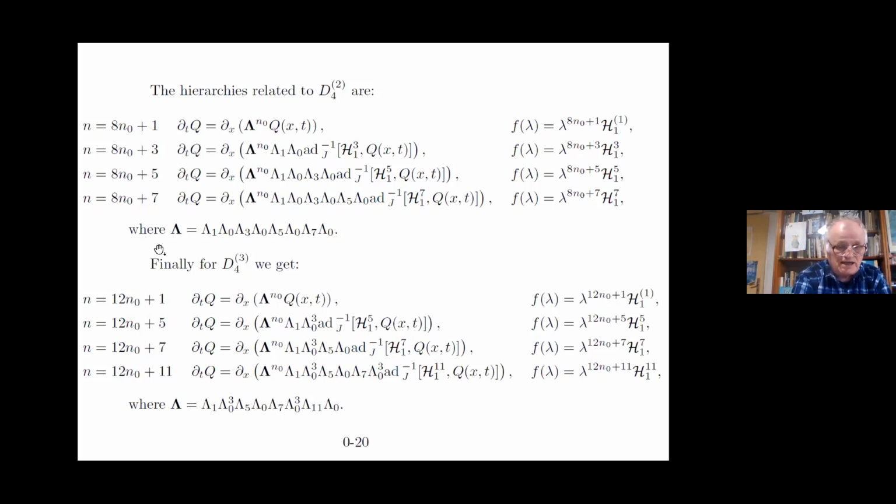Finally, for D4^(3), we get other 4 series of MKdV type equations. And of course, now the step is by 12. So 12 n0 plus 1, 12 n0 plus 5, 12 n0 plus 7, and plus 11, with the formal explicit form of all these complicated operators. Now the master recursion operator is this one, lambda_0, lambda_11, lambda_0 cubed. Here we have a bigger gap between the two exponents, and therefore here we also have lambda_0 cubed.